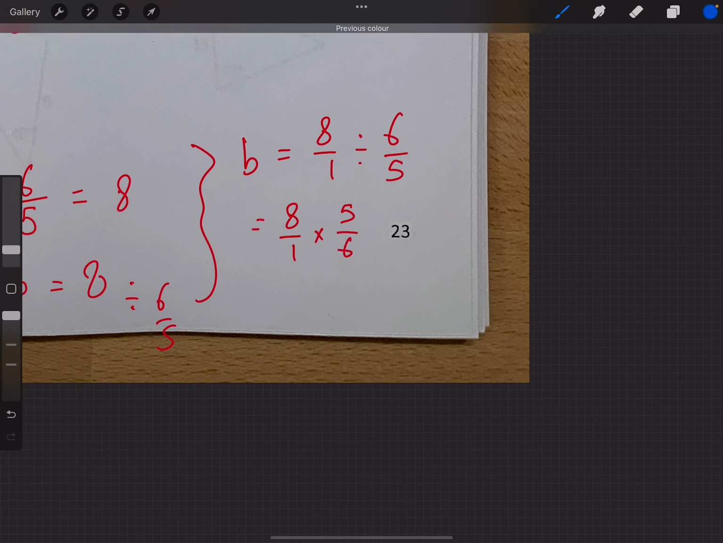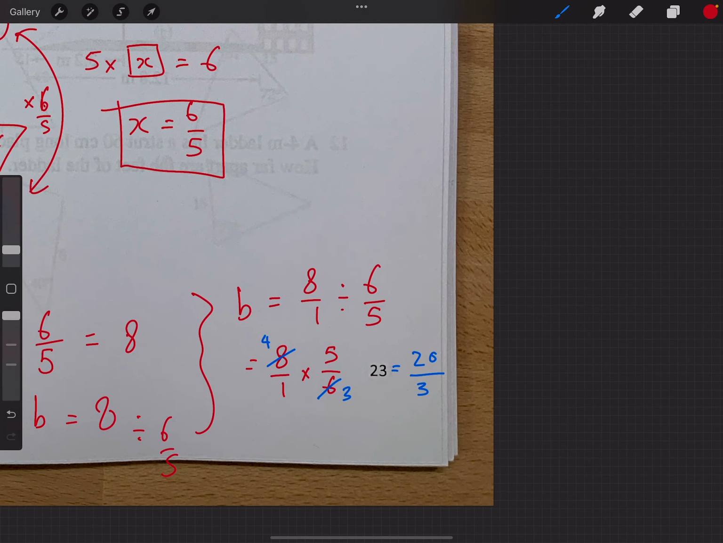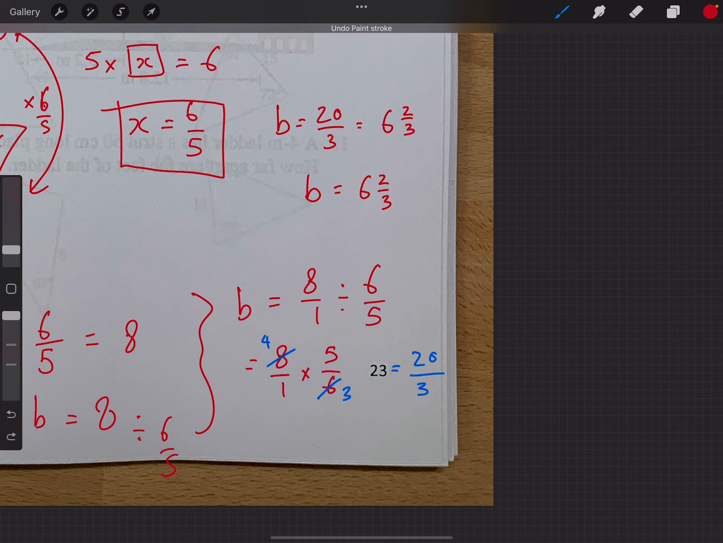Now, let's simplify. The 8 and 6 can both be divided by 2. You will get 4 and 3. So 4 times 5 is 20, and 1 times 3 is 3. So b is equal to 20 over 3, or as a mixed numeral, how many 3s in 20? You get 6 and 2 over 3. So b is equal to 6 and 2/3. You can leave it as a fraction, it's fine. And this will be in millimeters.